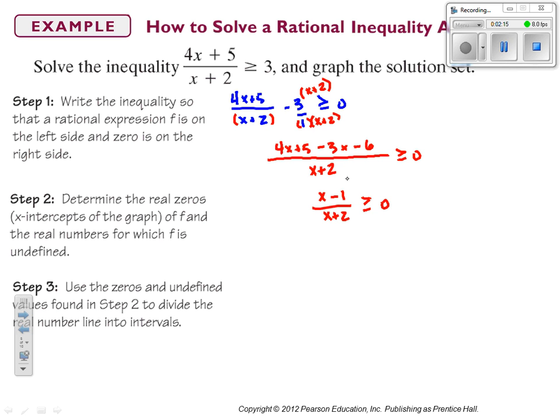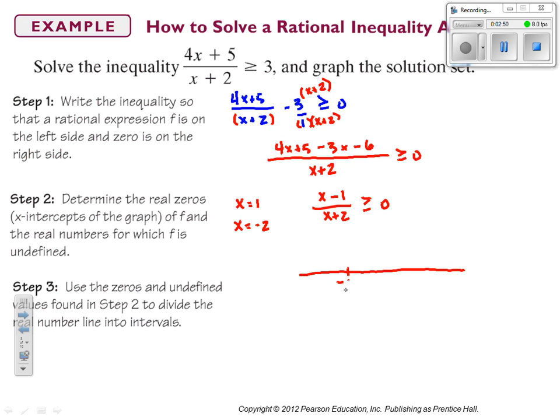And the first thing we want to do is remember that we can have a change of sign not only at zeros on rational functions, but also at the vertical asymptotes. So we want to draw our number line, and on the number line we want to put the zeros of the function and the vertical asymptotes of the function in order. The zeros of this function are going to come from where the numerator is equal to 0, and that's going to be at x equals 1. And the vertical asymptote is going to happen when the denominator is equal to 0, so that's going to be at x equals negative 2.